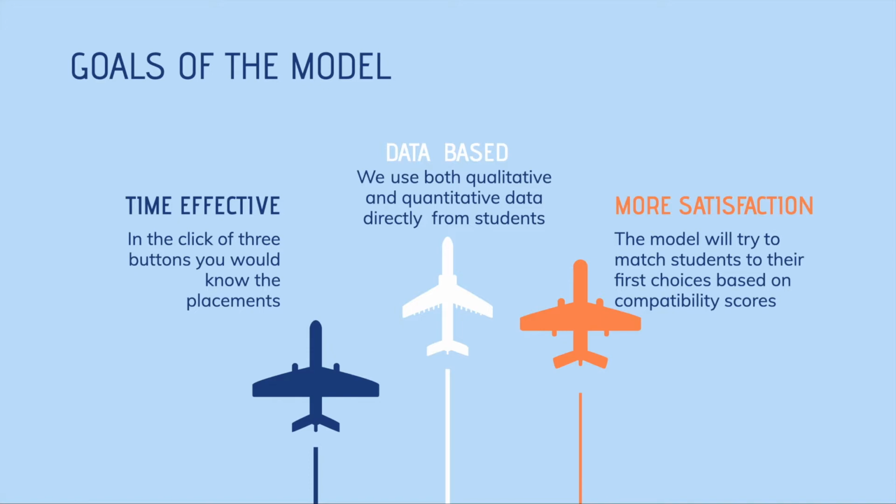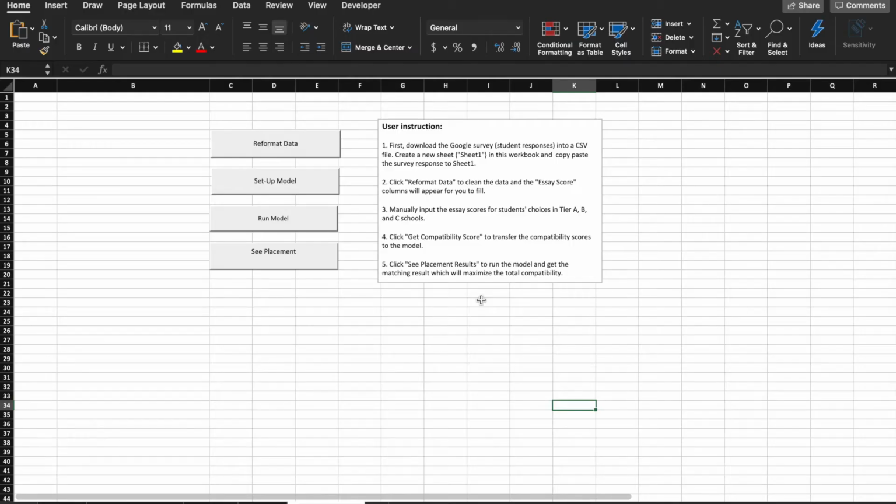And now we'll show you how our model works. Here's the client interface section of our model, with which the client or the reviewer would be interacting to manipulate the data and obtain the desired placement for the students. It contains instructions on how to use the following buttons, how to properly introduce the data into the model, and how to run it. We will start with the first step.